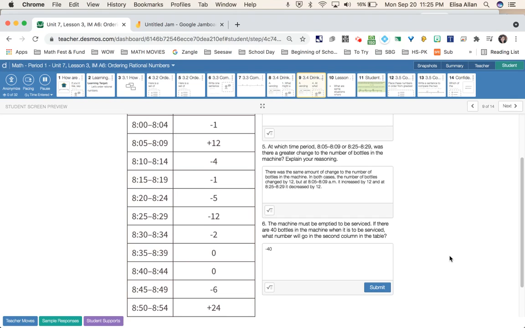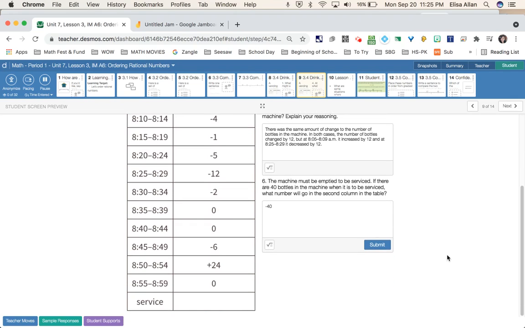And lastly, it's asking, well, if the machine must be emptied to be serviced, so after this hour they're servicing the machine, and there are 40 bottles in the machine, well, when it needs to be serviced, what number will go in this second column on the table? If there's 40 bottles that are in the machine when it's time to be serviced and they need to remove all of them, well, they need to remove all the bottles. We're going to have a negative 40 that has to happen in this case.